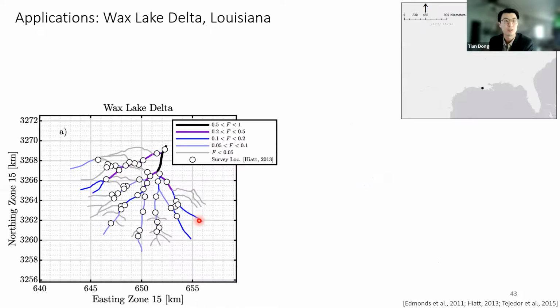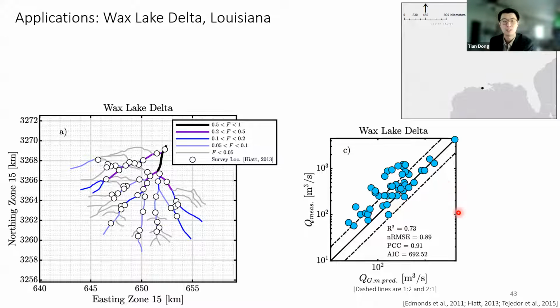I also applied it to another place in the States. The Wax Lake Delta is part of the overall Mississippi River system. And again, the model prediction agreed pretty well with our field measurements.